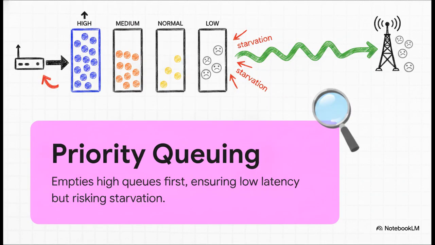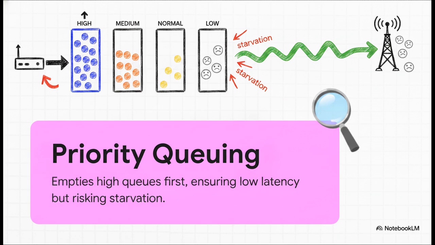So early attempts to fix this problem gave us priority queuing. Now, this method uses 4 strict queues: high, medium, normal, and low. And the rule is super simple. The router always empties the high queue before it even glances at the medium queue. It guarantees low latency, which sounds amazing, right?